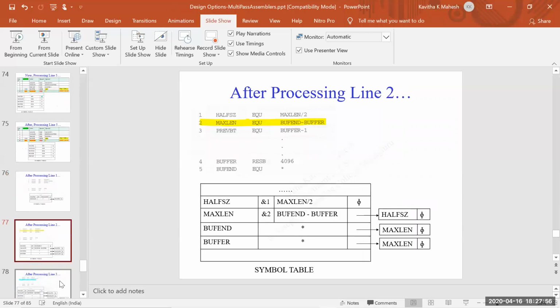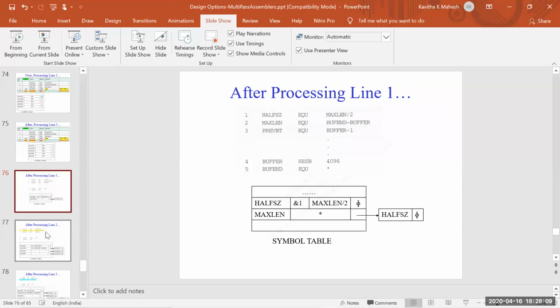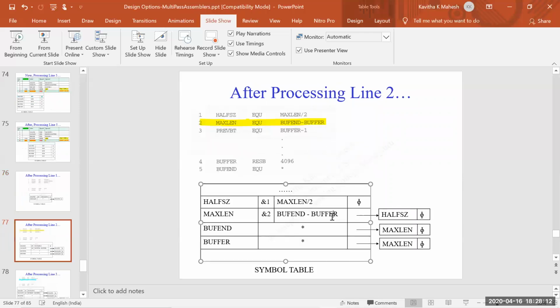After processing line 2, which had the symbol max len. In the last table we had max len with a star. Now the star is replaced with buff-n minus buffer. Since this is a defining expression, you have to note how many symbols are undefined. So this was entered. Also, we have to enter buff-n and buffer. So buff-n and buffer were entered into the symbol table and flagged as undefined. Symbols dependent on buff-n and buffer were added to the list of symbols associated with buff-n and buffer. You may see it here. Max len is dependent on buff-n and buffer. So this is the end of processing after line 2.